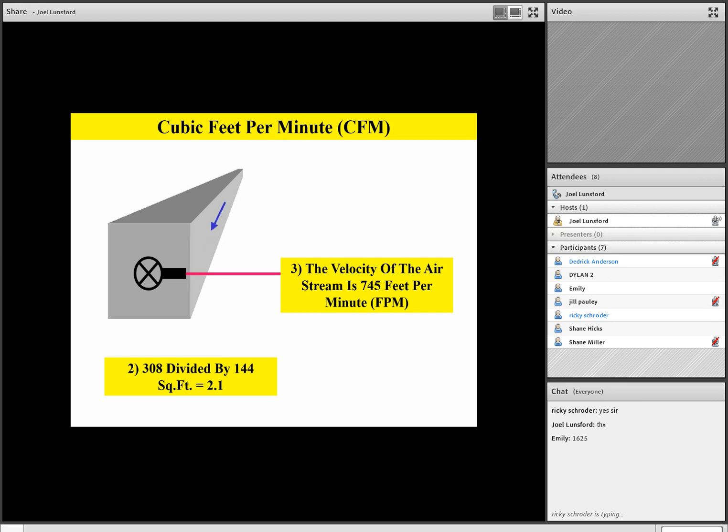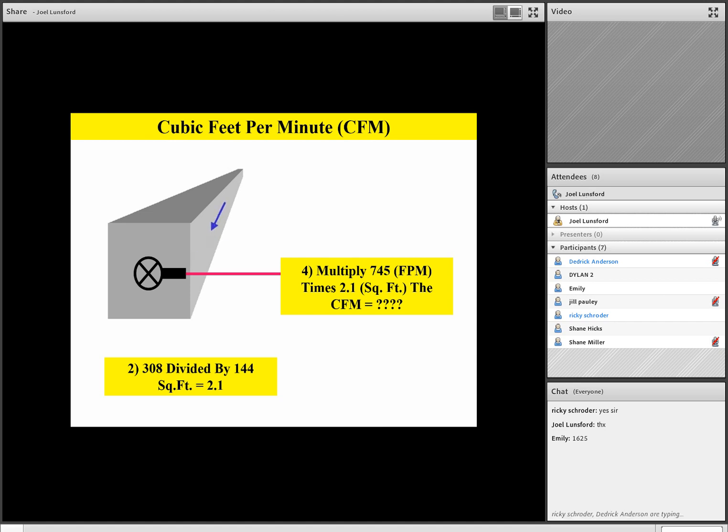Then to find the CFM, we're going to multiply the feet per minute, in our example 745, times the square foot cross section of the duct, which is 2.1. So we multiply 745 feet per minute times 2.1 square feet cross section, and that will equal a CFM of 1565.